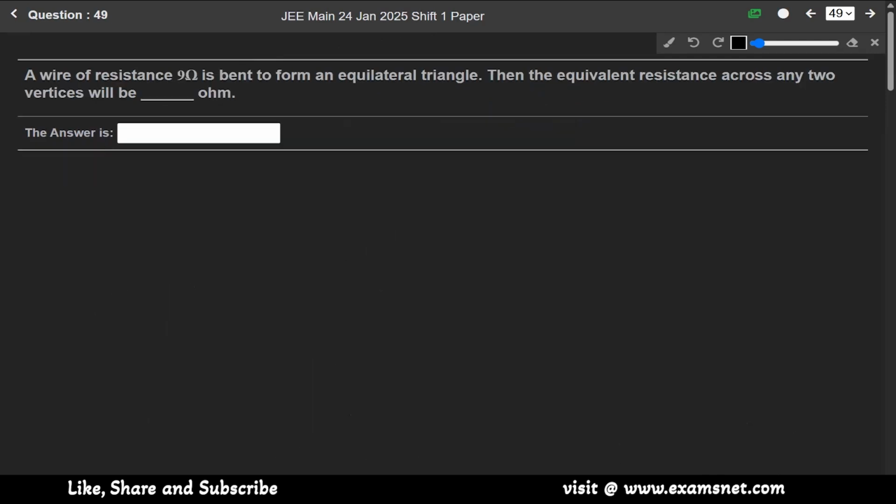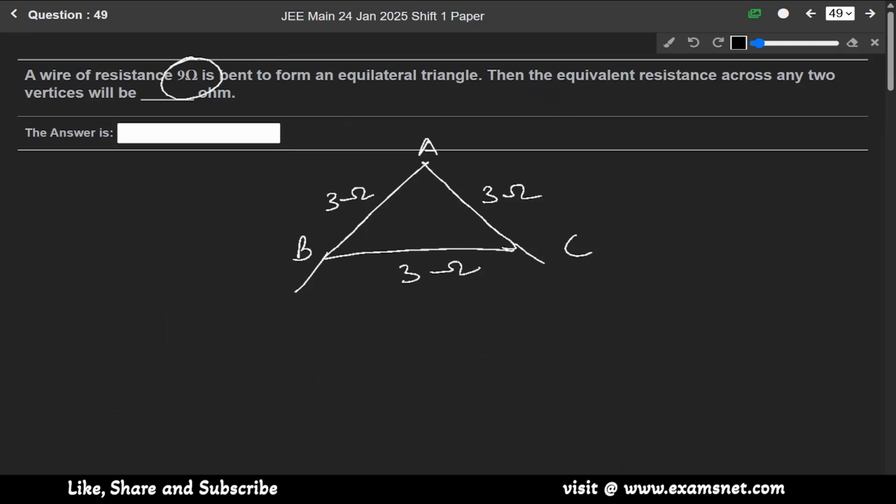Okay. Now next question 49. A wire of resistance 9 ohm is bent to form an equilateral triangle. This is the equilateral triangle, A, B, C. So 9 ohm means it will be 3 ohm, 3 ohm and 3 ohm. We have to find the equivalent resistance across any two vertices.